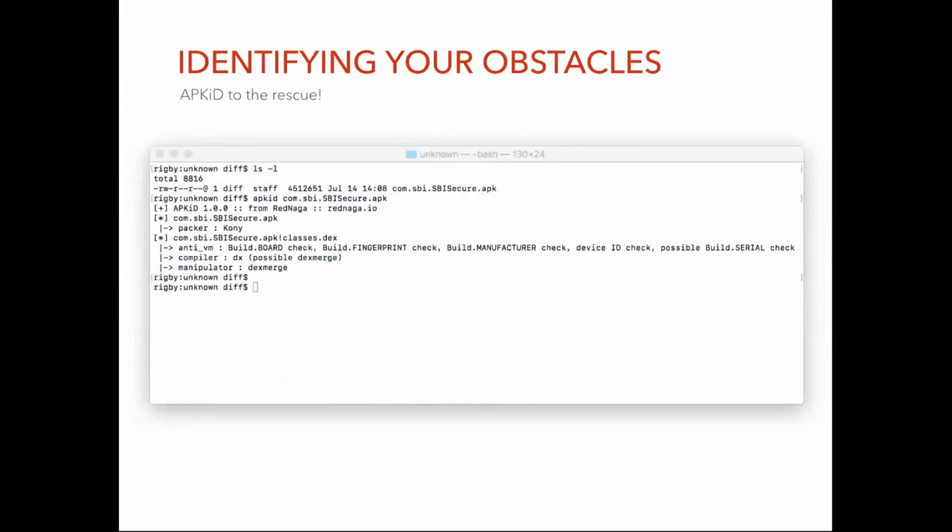I downloaded something. It was an application. I haven't even opened it yet. Granted, this is a little staged, so I did know it was going to pop a detection. But essentially, what we have right now is APKiD detecting the APK as being protected by the Coney packer. It's also given us a few hints of what the compiler may have been, what the manipulator maybe was.